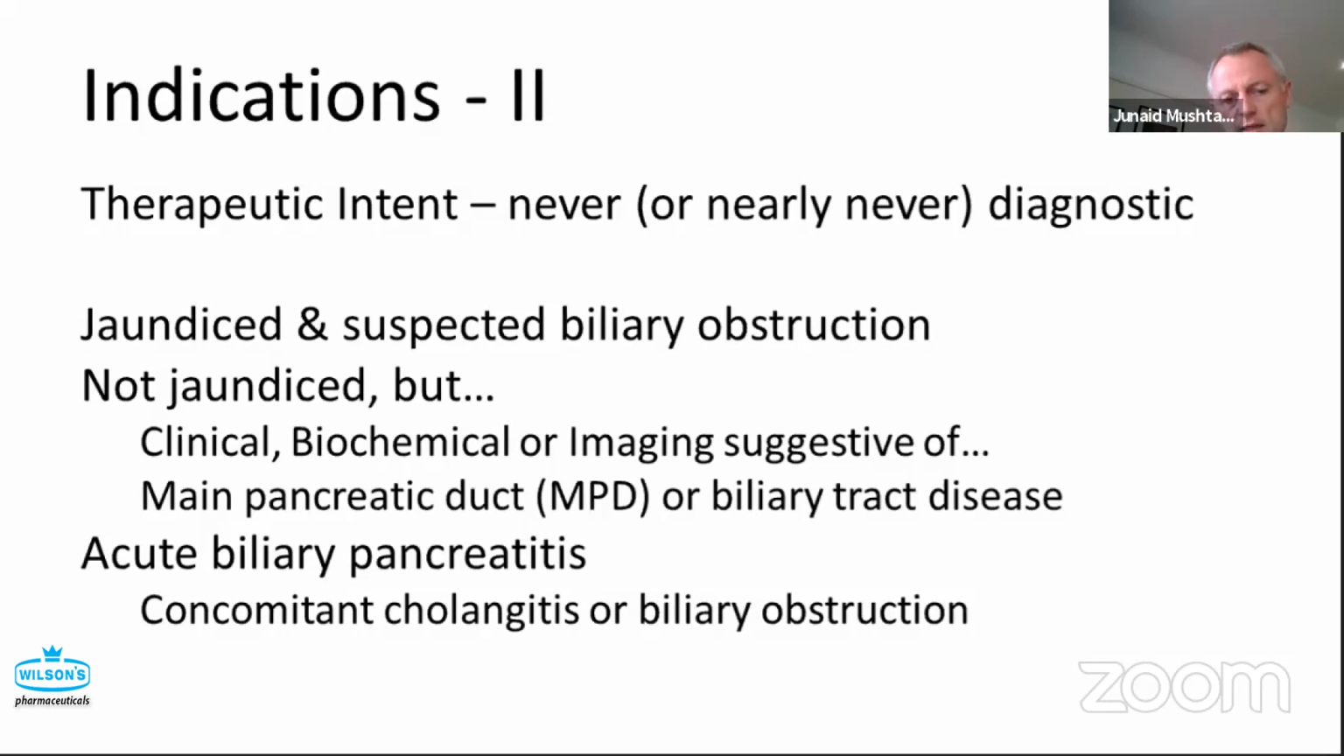Another still is acute biliary pancreatitis, and I'm going to talk a little bit about a case that I was asked about on Friday about whether we should do an ERCP or not.